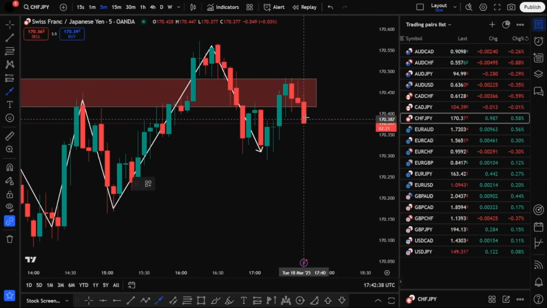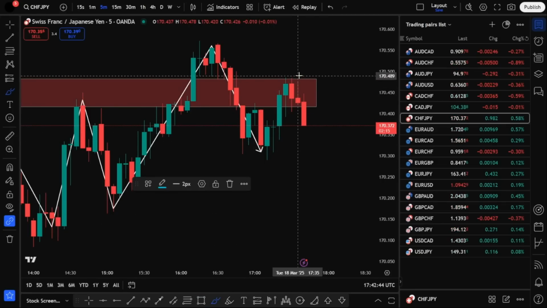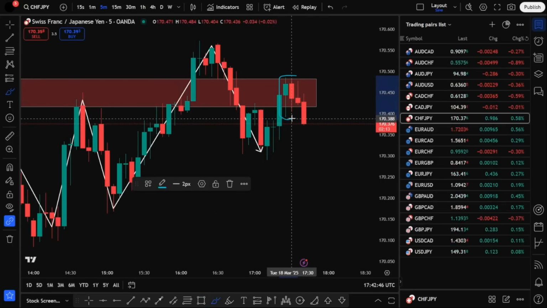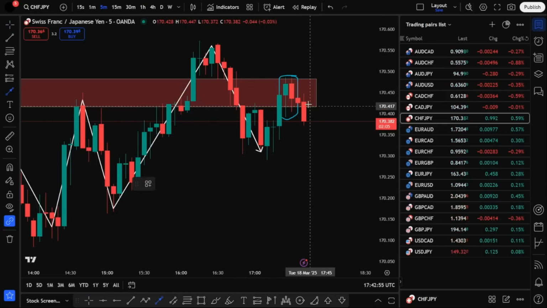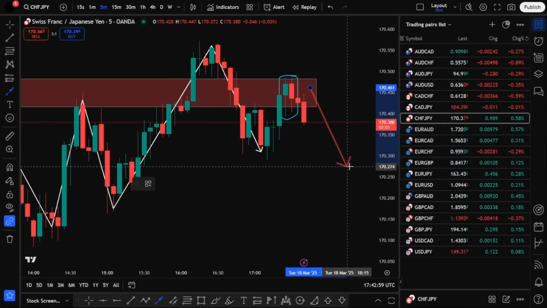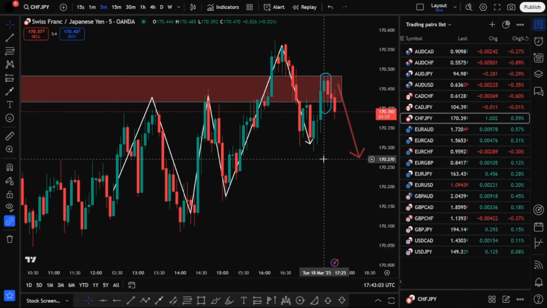Price is testing the zone again. And now we see a retest with a strong bearish engulfing pattern. The red candle completely swallows the green one. Perfect down signal. The price is clearly bouncing off the level, so we catch the downward move.